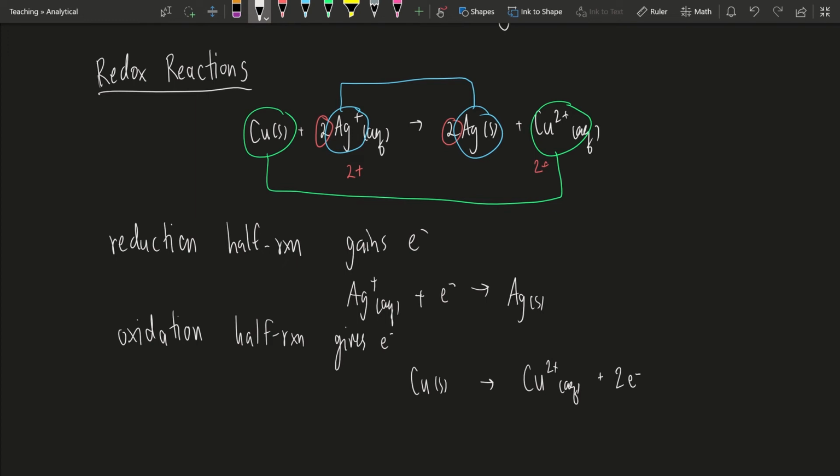So we already talked about reduction and oxidation. What if we want to talk about the species only? I'm going to write here as well. Here we can say that because silver ion oxidizes copper, we call silver ion the oxidant or oxidizing agent. In contrast, the copper solid goes to reduce the silver ion, so we call the copper solid the reducing agent.